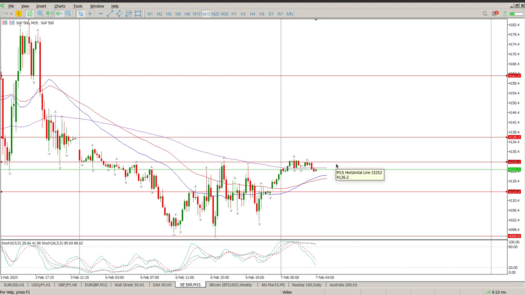So that's kind of my view at the moment. Hope it helps, and whatever you do, just keep those stops really tight. Don't try and trade without stops here, because you could just as well flip a coin.